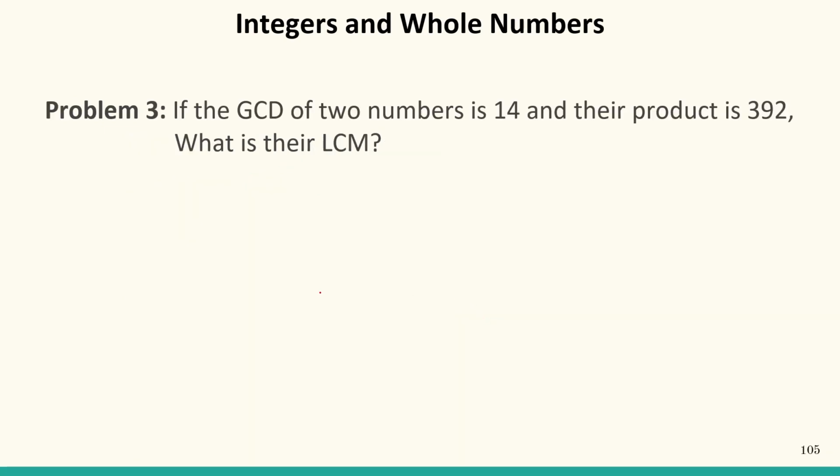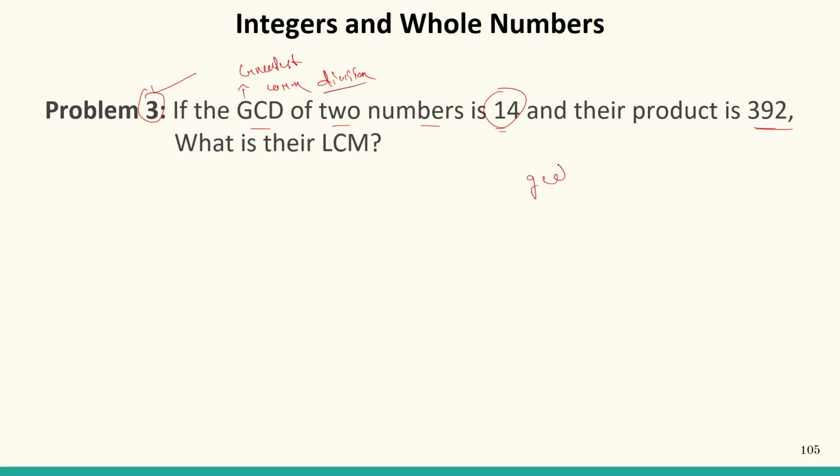Let's go forward with problem number 3. If the GCD of two numbers is 14, that is, the greatest common divisor of the two numbers is 14, and their product is 392.